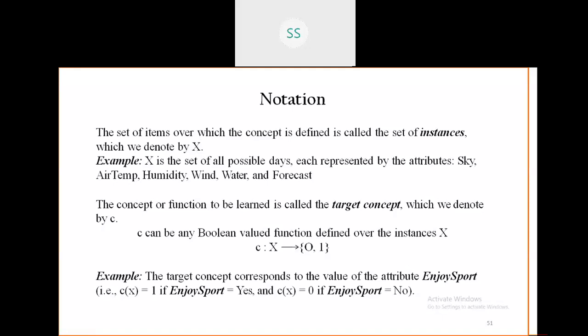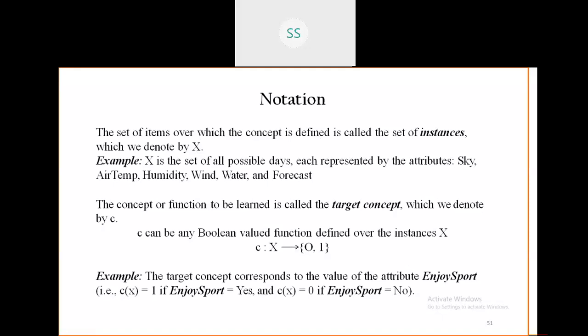We represent it with a small x, meaning it is a subset of the given set. For example, X is a set of all possible days, each represented by the attributes sky, air temperature, humidity, wind, water, and forecast. So X is the set of all the possible days: day 1, day 2, day 3, day 4. We have represented all the attributes in that.